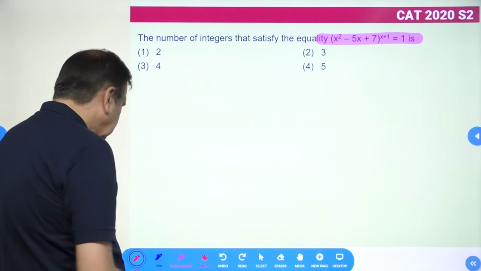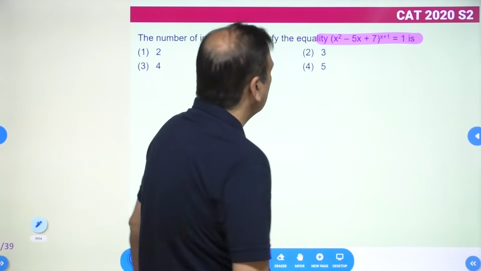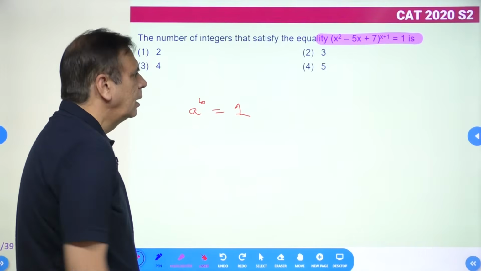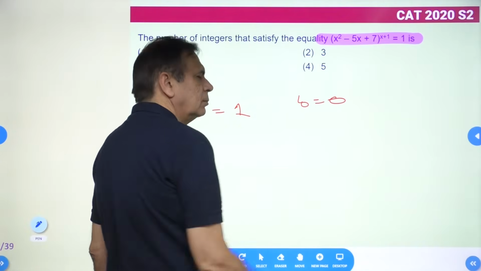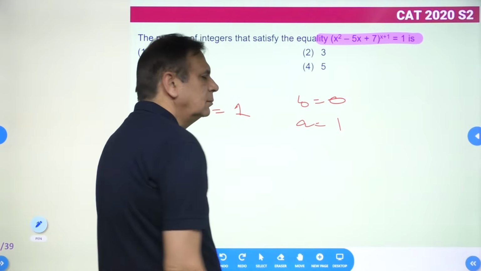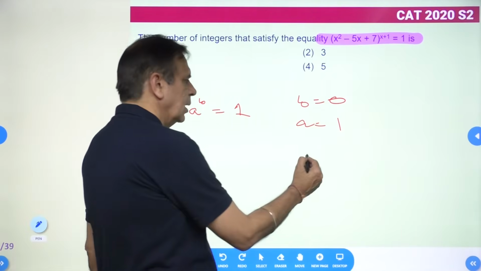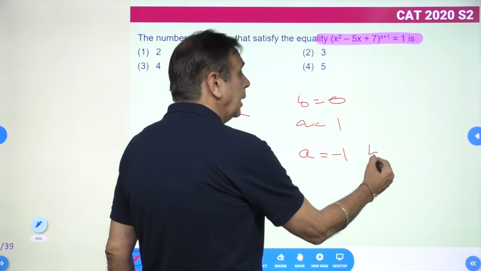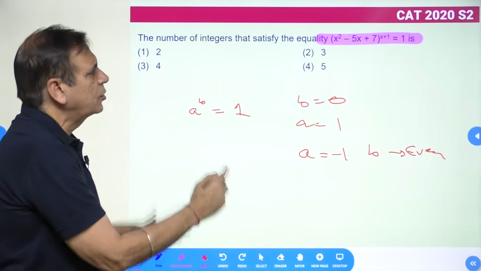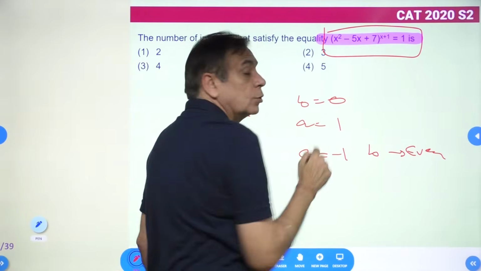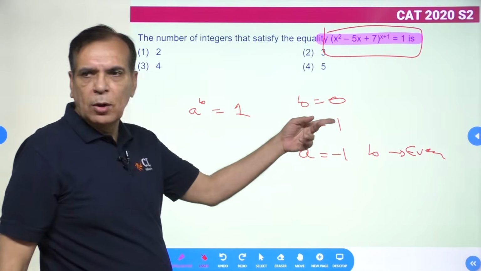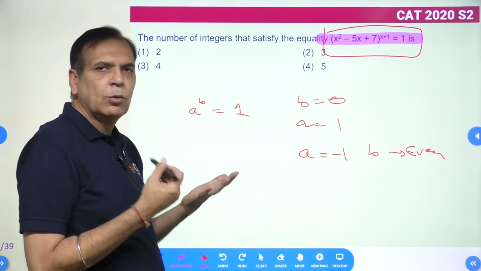Now if I have to look at this particular equation and say this has to be equal to 1, it is a raised to power b equal to 1. When will this happen? If b is equal to 0, case 1. Second, a equal to 1, second case. Third case, a equal to -1 and b is even. So all such types of questions, you have to check for 3 different cases. Make the power 0, because anything raised to power 0 is going to be 1.